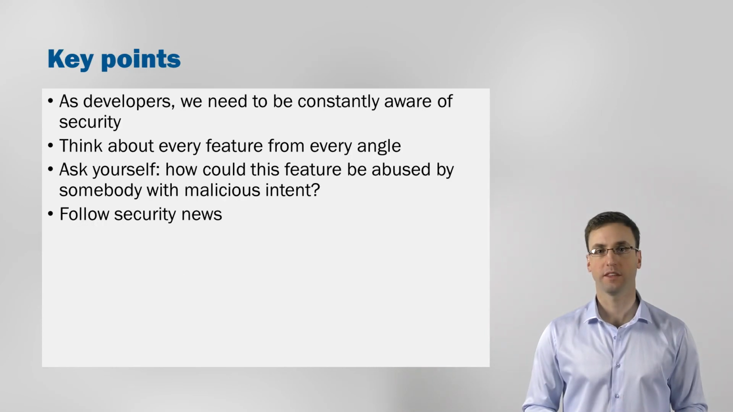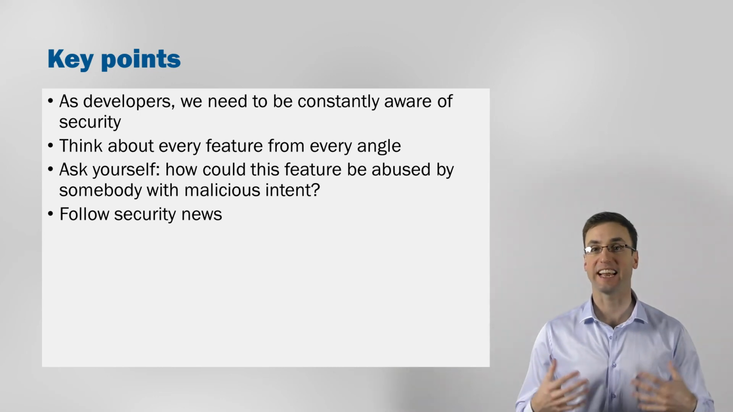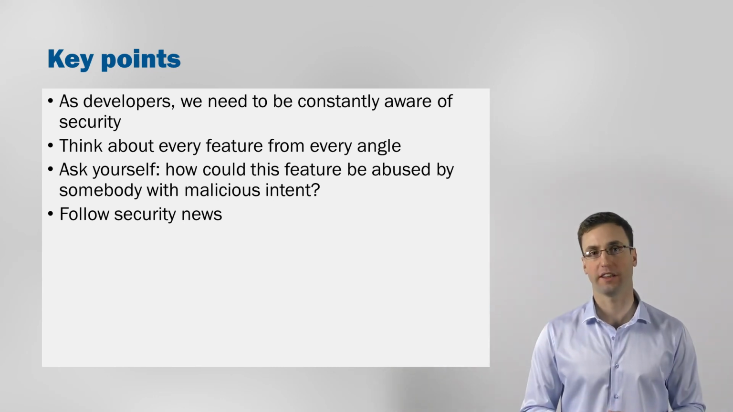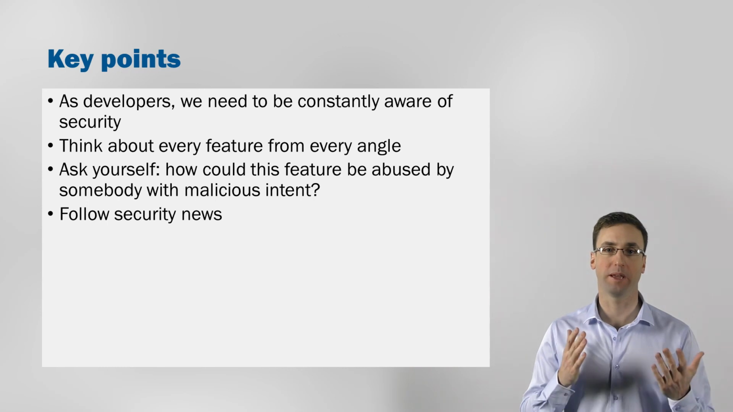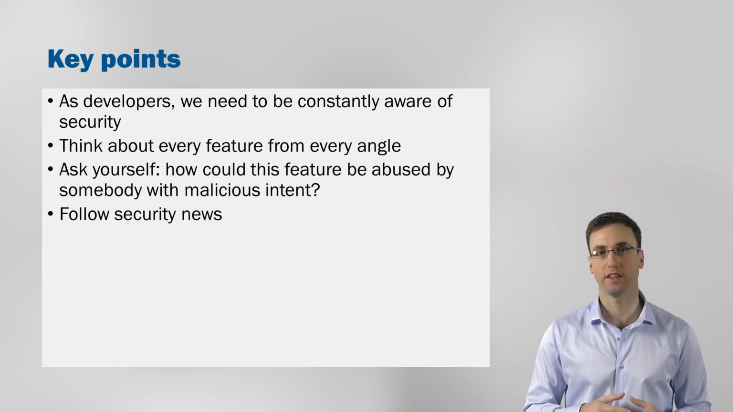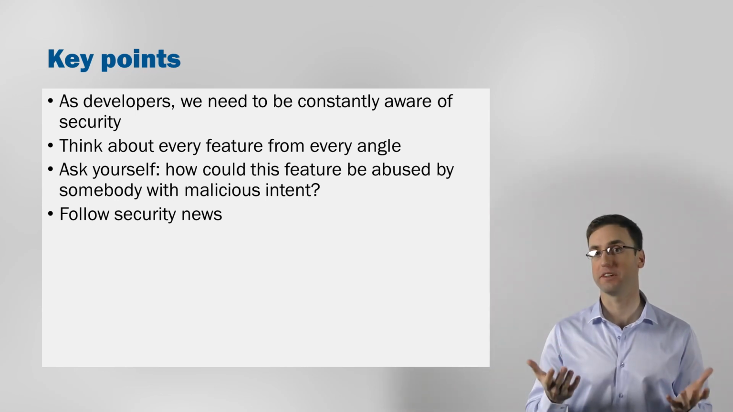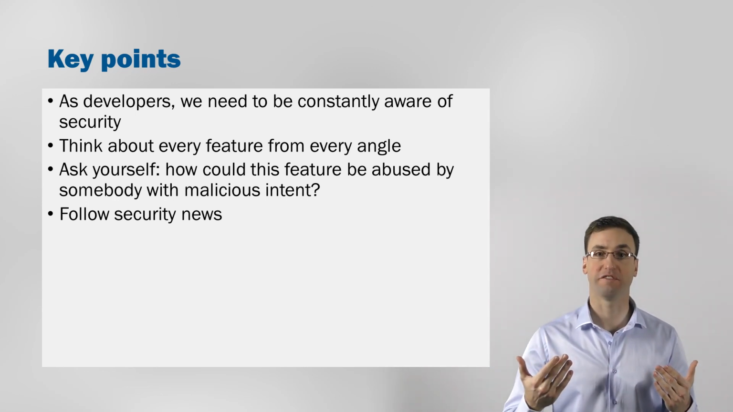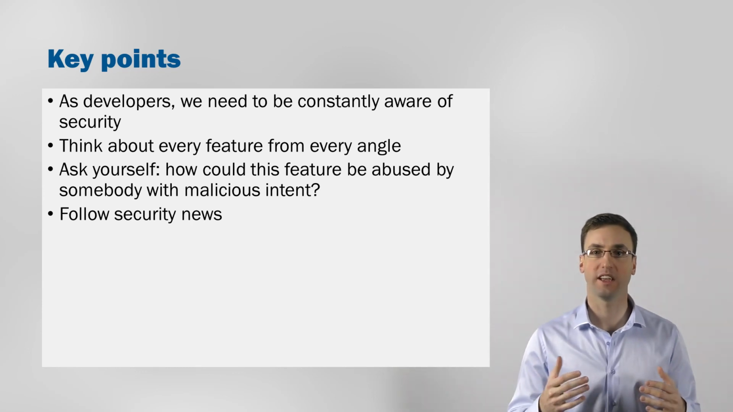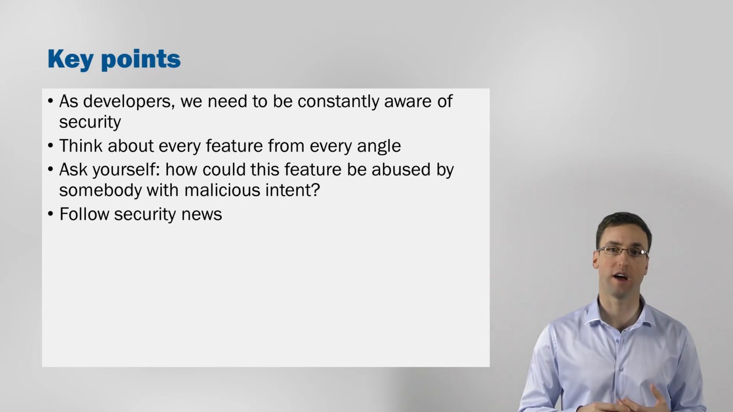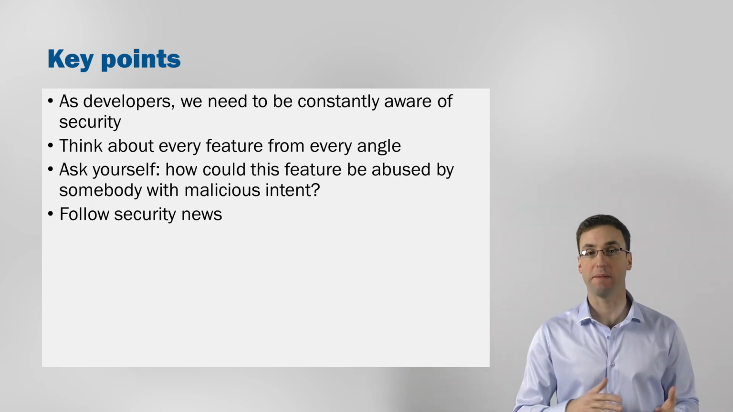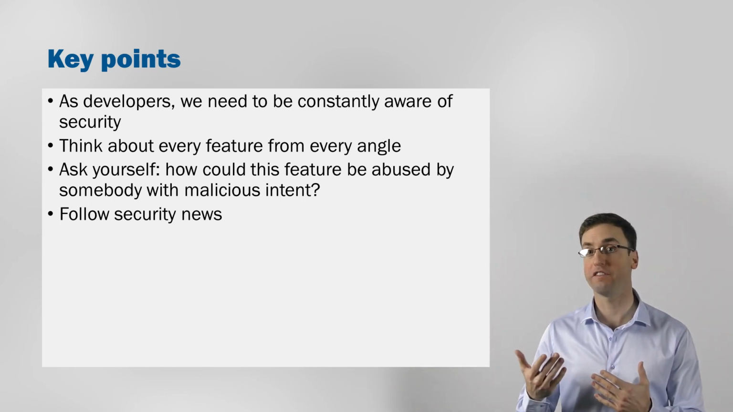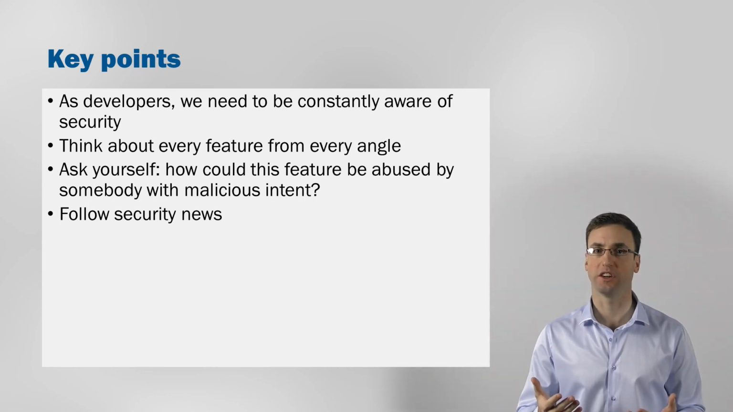If there's just one point that I'm trying to make, it is that as developers, we need to be constantly aware of security. Think about every feature from every angle. Ask yourself, how could this feature be abused by somebody with malicious intent? Sometimes it can be difficult to imagine how code could be misused. Understanding the different kinds of vulnerabilities and methods for attacking systems can help you to understand the potential consequences of the code you write. So for this reason, as a software professional, you should pay attention to security news and major vulnerabilities. Whenever you learn of a new attack or technique, you should revisit that question. How could my code be abused by somebody with malicious intent?